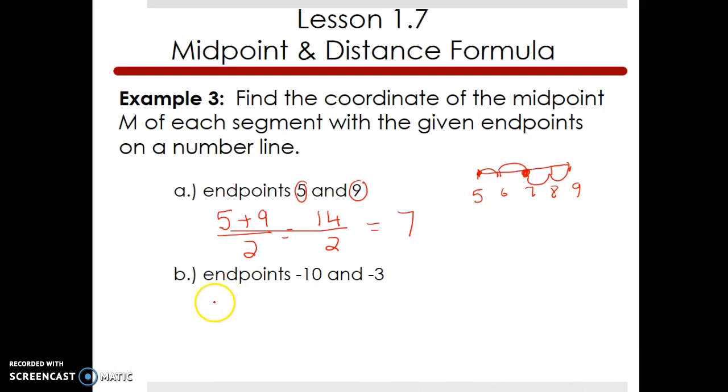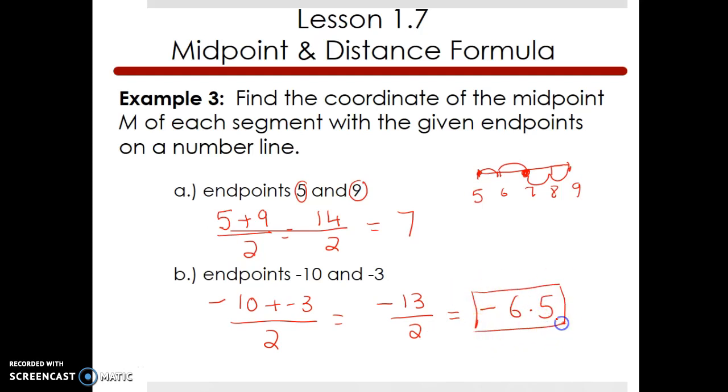So let's try B, -10 plus -3 divided by 2. So again, that's -13 divided by 2, which is -6.5. So again, the middle is when you add something and divide it by 2.